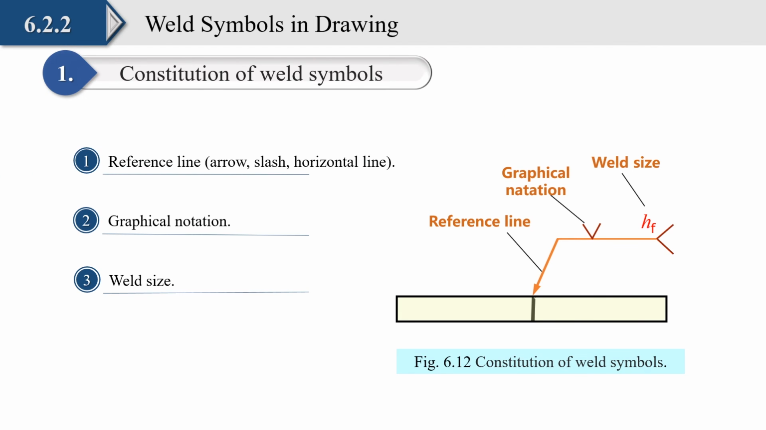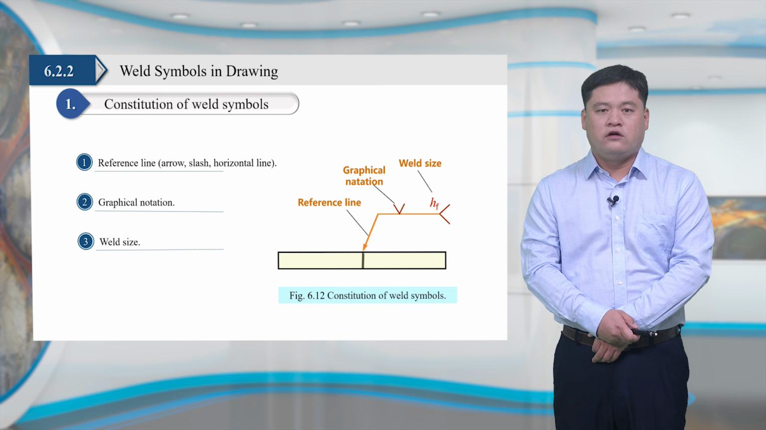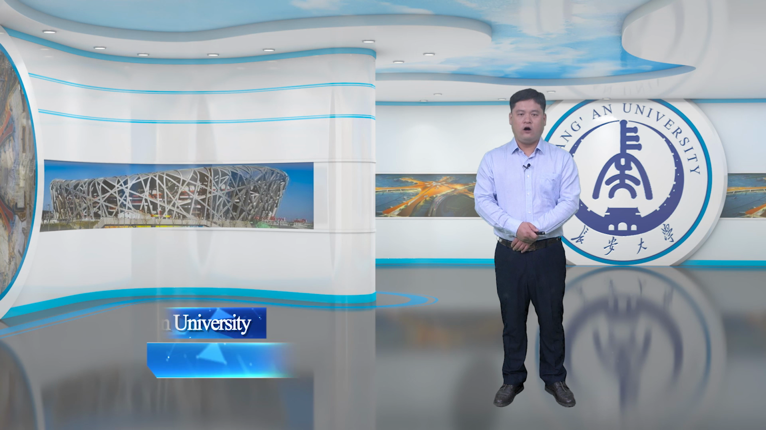When the distribution of welding seams is complicated or cannot be clearly expressed by the above methods, a group of grid lines can be added beside the welding length so that the welding seam symbol can be marked or expressed more clearly. That's all for this lesson.